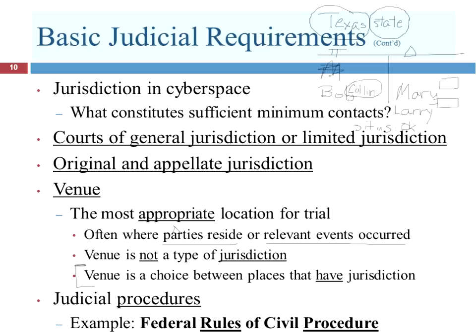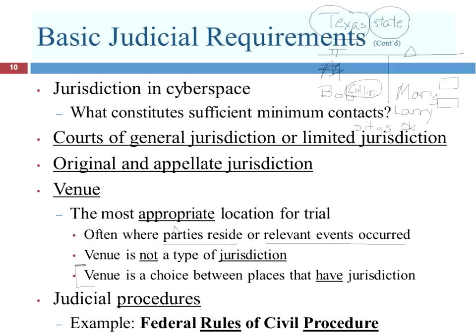So as soon as one county in Texas has jurisdiction, as a matter of law, every single county in Texas has jurisdiction. So it isn't that, oh, well, Collin County has jurisdiction, but Rockwall County doesn't. No, if one county in Texas has jurisdiction, every single county also has jurisdiction. But that doesn't mean venue is appropriate. So venue is a comparison between places that already have jurisdiction.